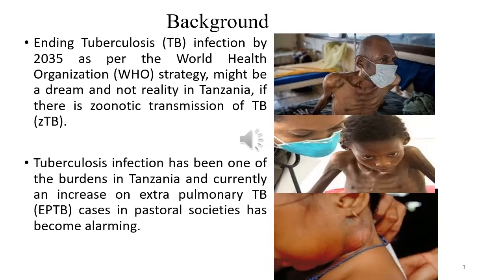And our focus came after the alarming situation which we have been seeing in pastoral societies. Over the years, we've been having many cases of pulmonary TB, like you can see in the picture at the top. That is pulmonary TB, which affects mainly the lungs, and is the one which many people are aware of. But we also have extrapulmonary infections, which rarely happen, but currently we have been seeing instances which are increasing, especially in the pastoral societies.